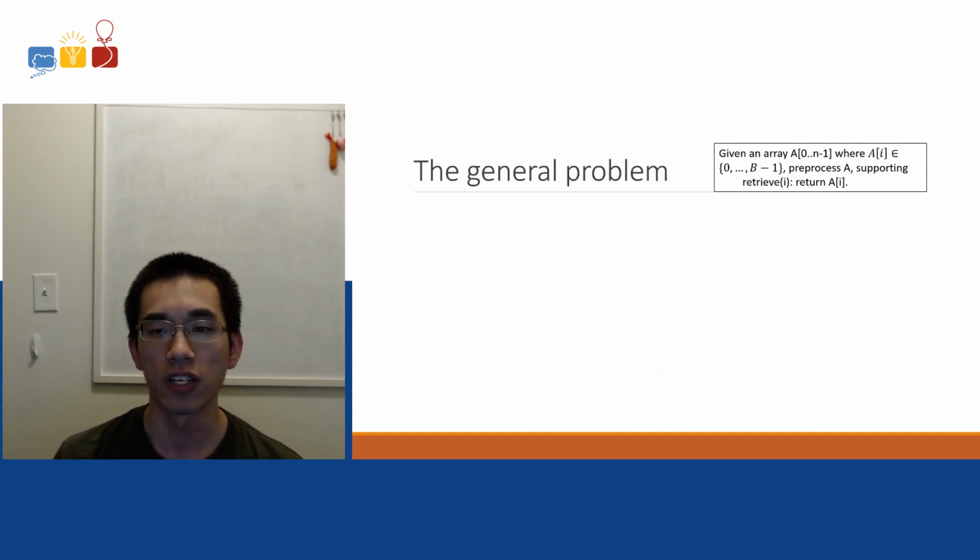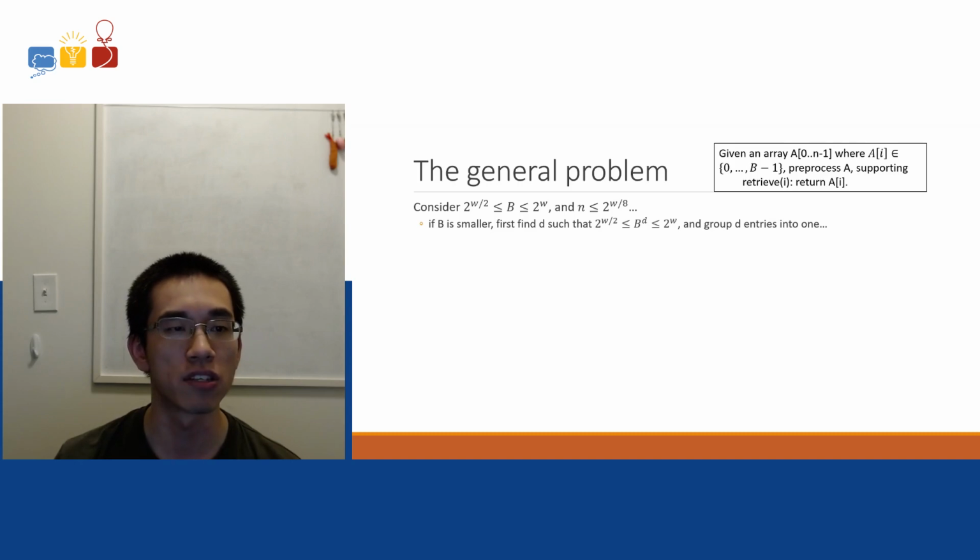Okay, so now let's turn our attention back to the general problem for general B. We can, without loss of generality, assume that B is at least 2 to the W over 2. This is because if B is smaller, then we could find some integer D such that B to the D is at least 2 to the W over 2, and then group D entries into 1. So basically we view these D entries as an integer in its base B representation. Okay, so now B is at least 2 to the W over 2.